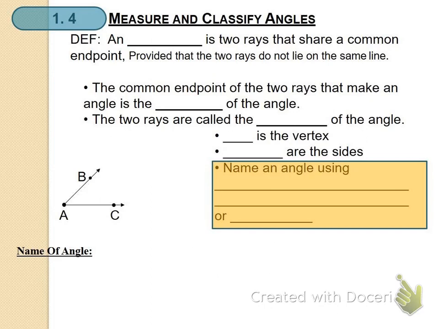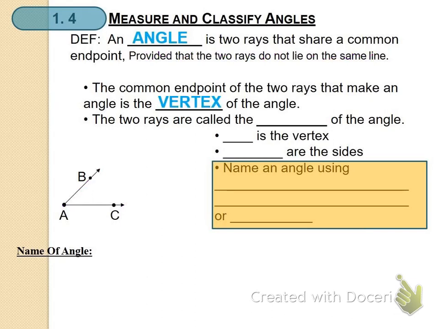So first and foremost, an angle by definition is two rays that share a common endpoint. I'm going to forget the rest of this definition because the rays can lie on the same line. But that's the definition of an angle. It's two rays that share a common endpoint. So down here, we've got ray AB and ray AC, and they're sharing A, and you get an angle when that happens. Okay.